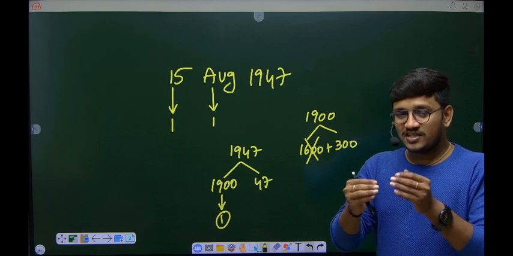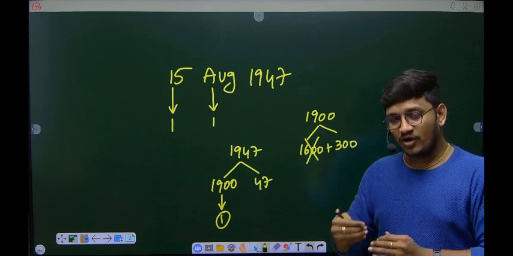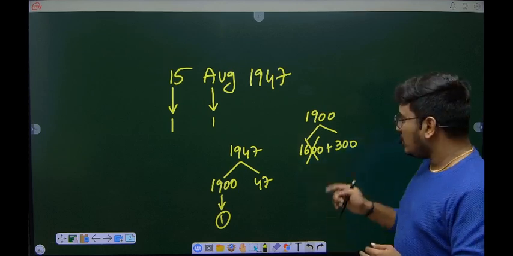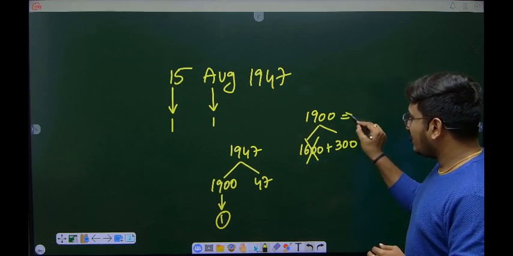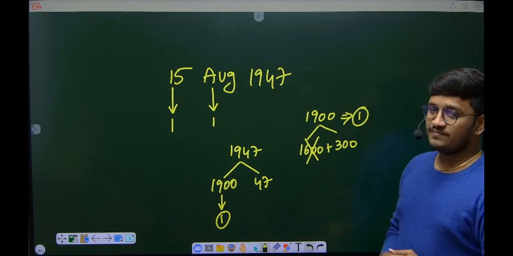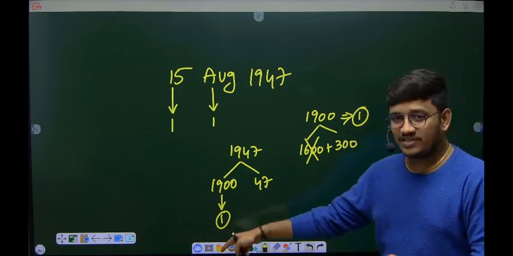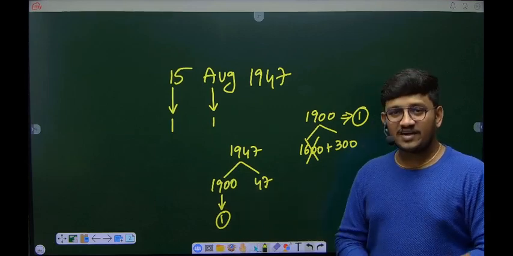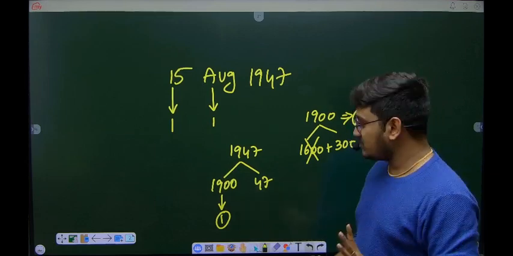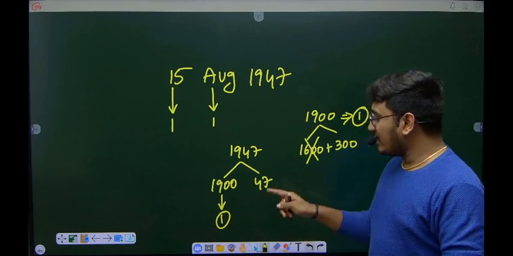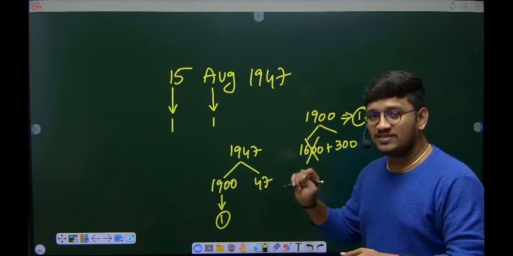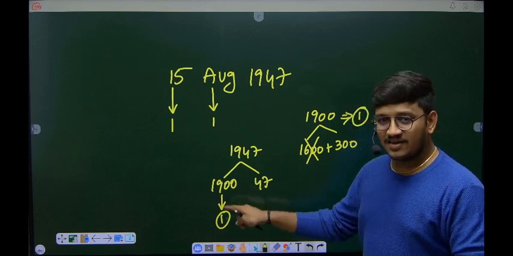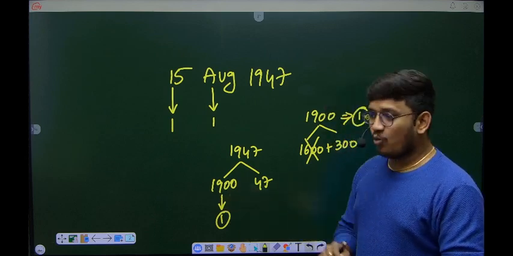We know the century code: 100, 200, 300, 400 is 5310. Now 300 is having 1, so 1900 also has 1. That's how I have written here directly. How many odd days are there in 1900? Just only 1 odd day. Now it's time to calculate how many odd days are there in 47 years. I hope you are all clear with this 1900. So 1900 is having 1 odd day.